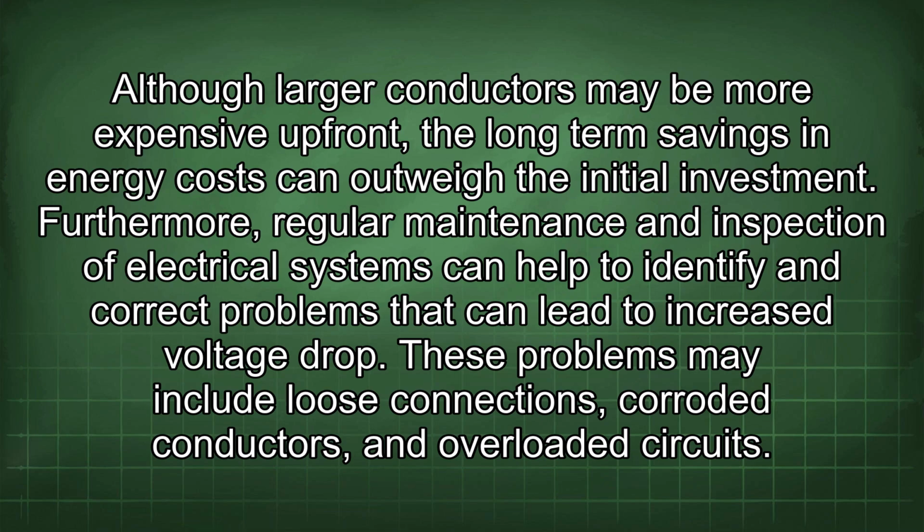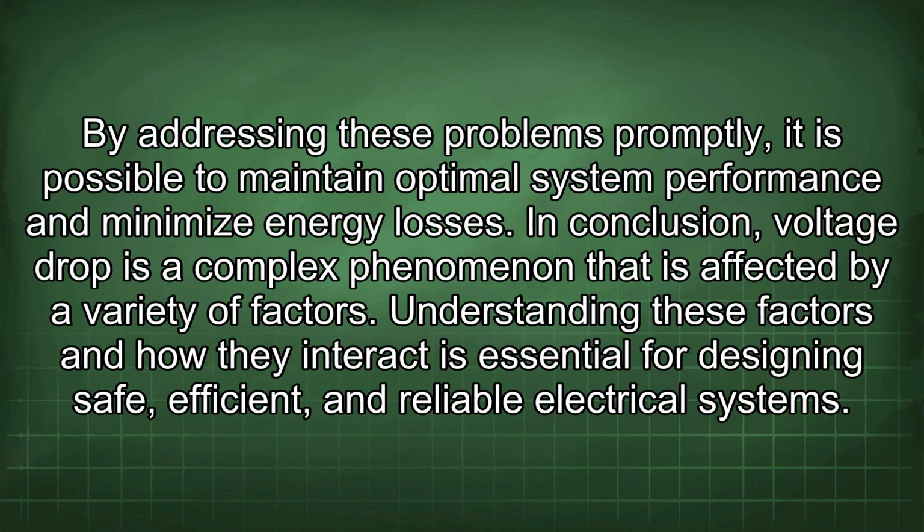Furthermore, regular maintenance and inspection of electrical systems can help to identify and correct problems that can lead to increased voltage drop. These problems may include loose connections, corroded conductors, and overloaded circuits. By addressing these problems promptly, it is possible to maintain optimal system performance and minimize energy losses.